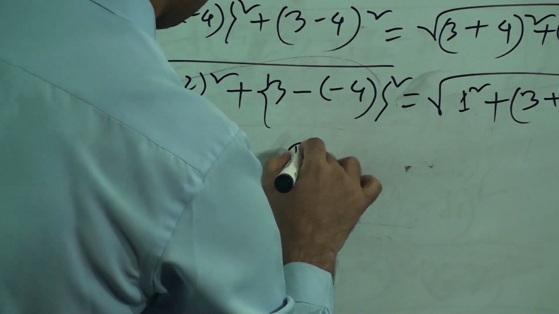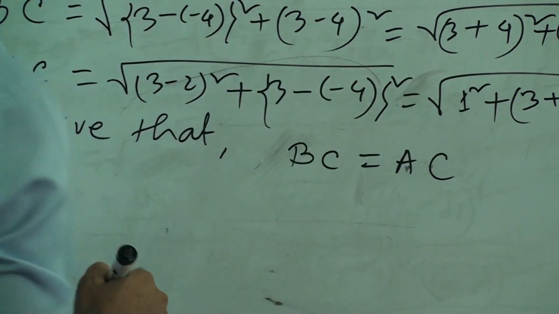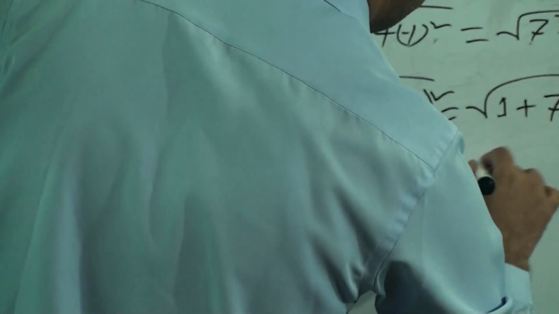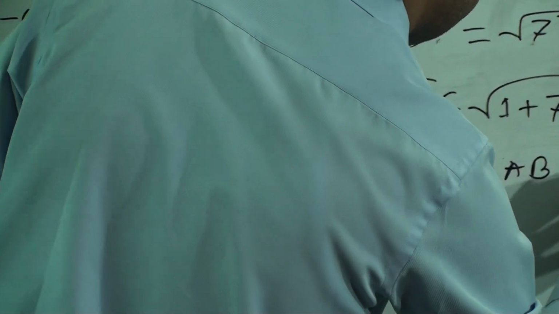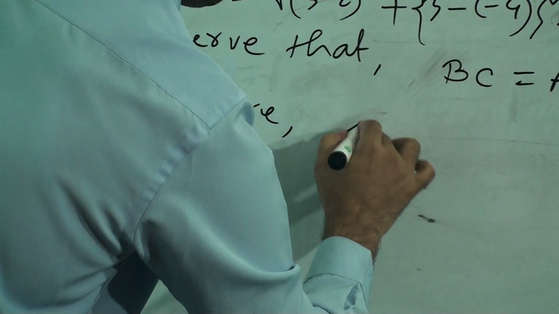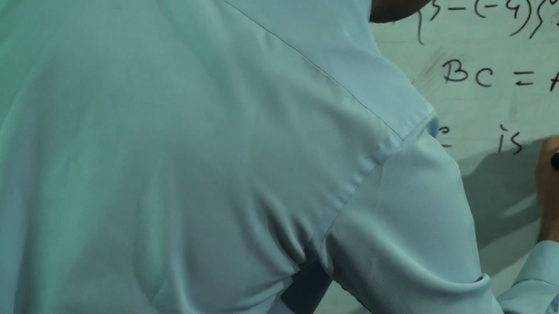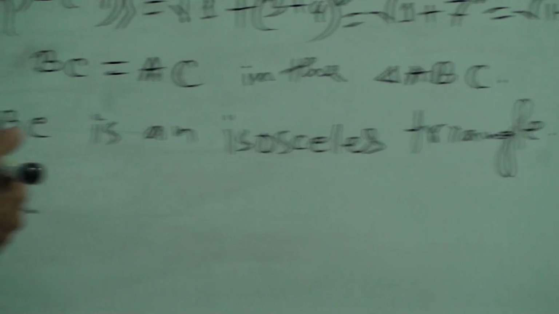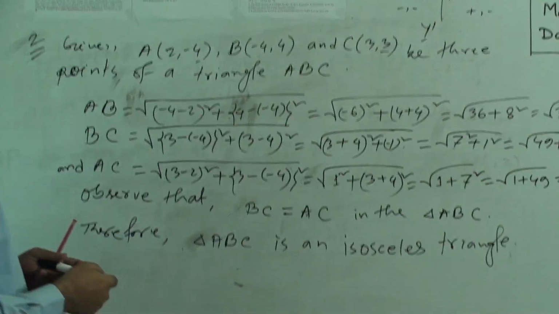BC is equal to AC. So therefore, in the triangle ABC, the triangle ABC is an isosceles triangle. Okay, dear students, so I have solved question 2.